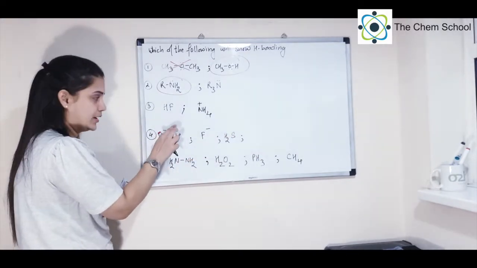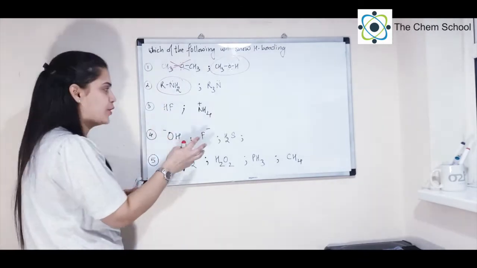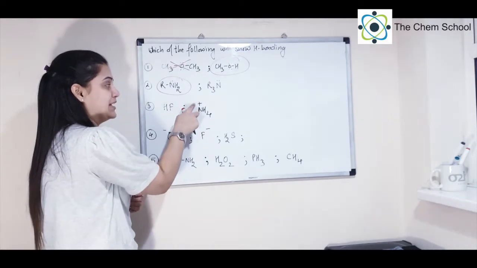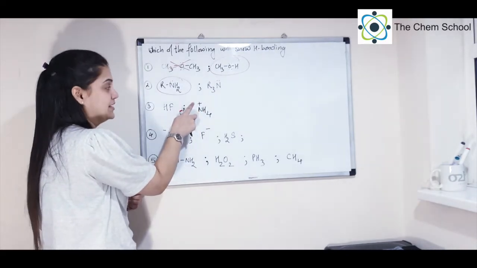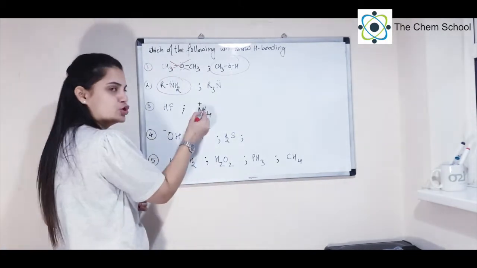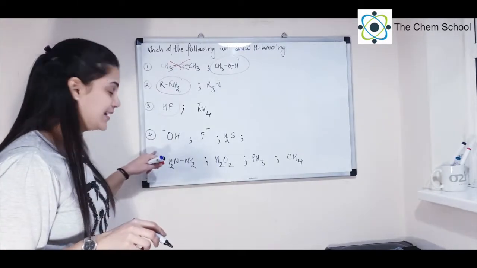Have a look at the next one. HF. So NOF, F has H and it will show hydrogen bonding. But in this case, nitrogen has H, it is electronegative, but what is the problem? It is now electrophilic, it is not nucleophilic. Therefore, this will not show hydrogen bonding. Here only HF will show hydrogen bonding. Have a look at the next example.